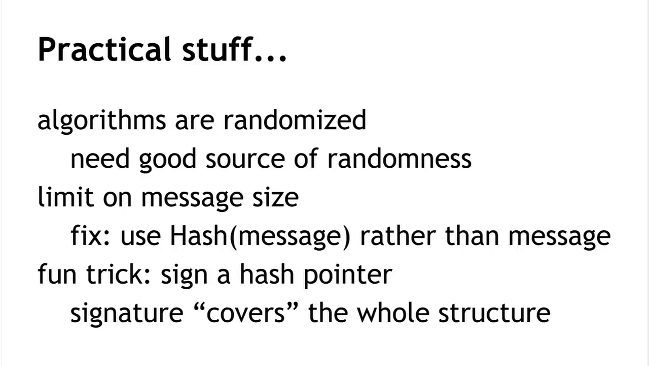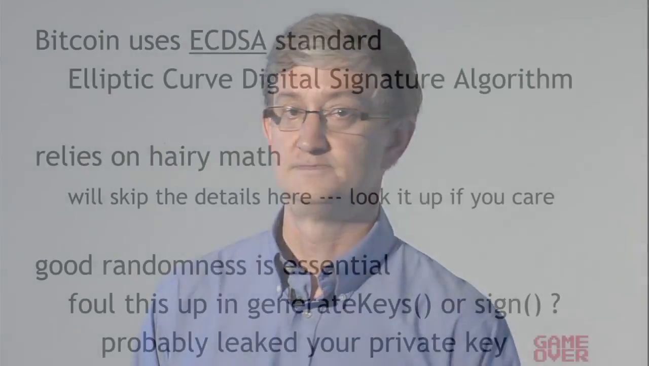And by the way, a fun trick, which we'll see used later, is that you can sign a hash pointer. And if you sign a hash pointer, then the signature covers or protects the whole structure. Not just the hash pointer itself, but everything it points to, and everything that points to. For example, if you were to sign the hash pointer that was at the end of a blockchain, the result is that you would effectively be digitally signing the entire contents of that blockchain. That's a useful trick that we'll see used later.